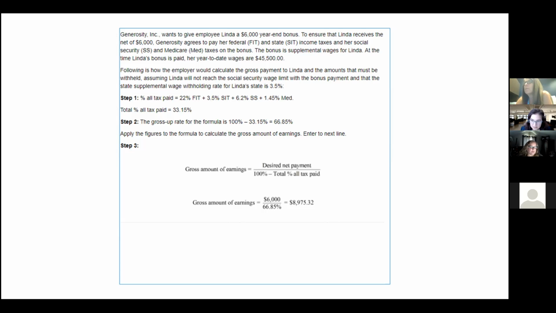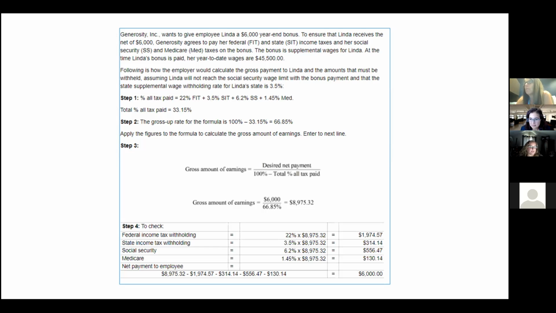I told you my greatest word of advice on gross up calculations is to check your work. You can always check your work. So you got to an answer. You got that $8,975.32 was your answer. You can check your work. So we're going to take that number and multiply it by 22% for the federal income tax supplemental rate. And we get $1,974.57. Same for state withholding.